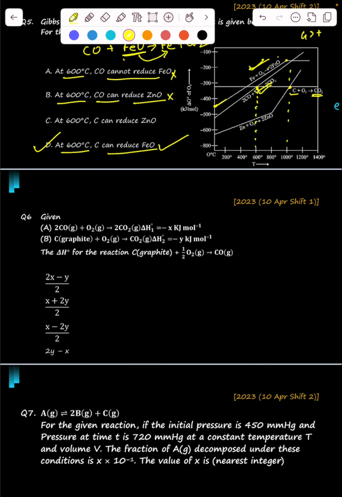अब आते हैं नेक्स्ट क्वेश्चन पर। सो वी हैव CO plus O2, हाँ, ओके, सो delta H of this reaction. तुम लोग जरा ट्राई करो इस क्वेश्चन को, मैं बताती हूँ। आ गया आंसर?